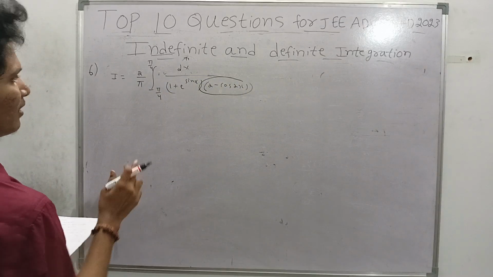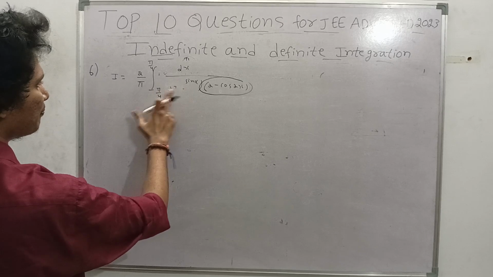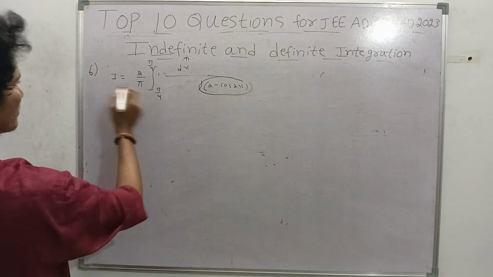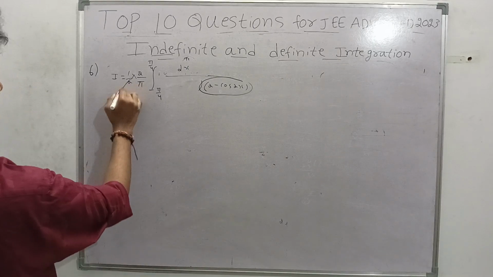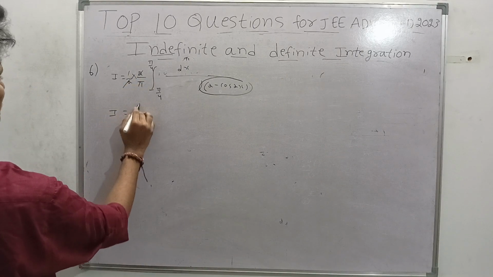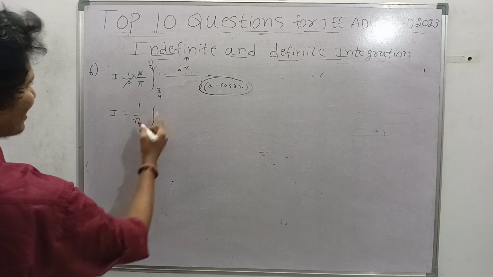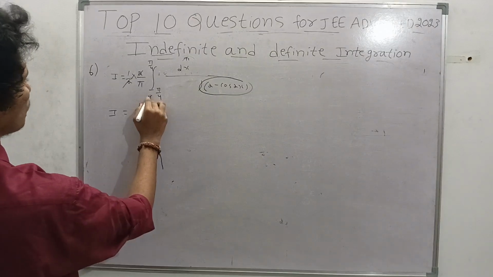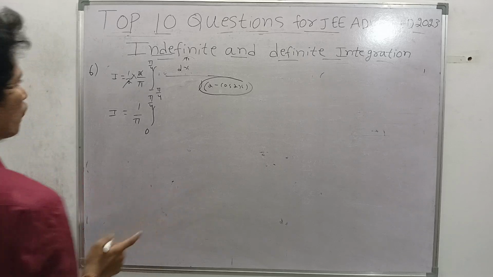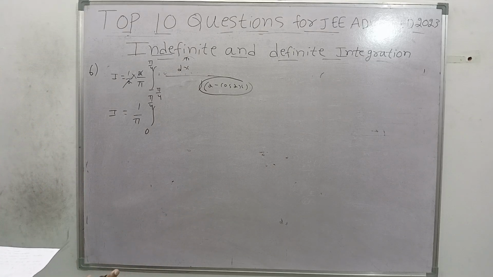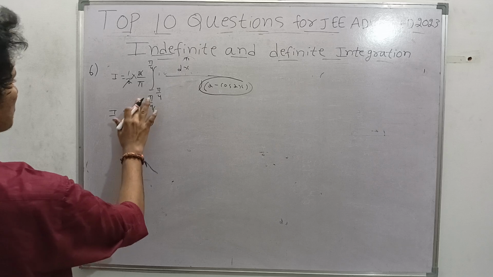So I already said, if it is in the denominator you can completely erase this thing, and outside you can multiply into 1 by 2. I already said this thing in the previous question. So the 2 will get cancelled. Now the question will be transformed into 1 by pi integration, and again it is an even function, so you can write 0 to pi by 4, and it is 2 times.